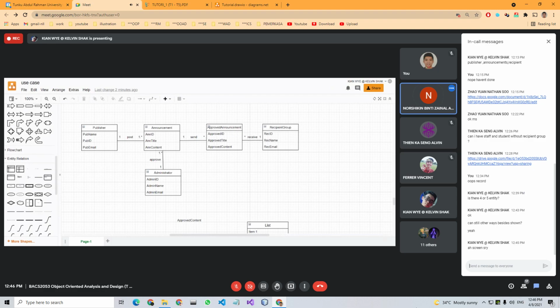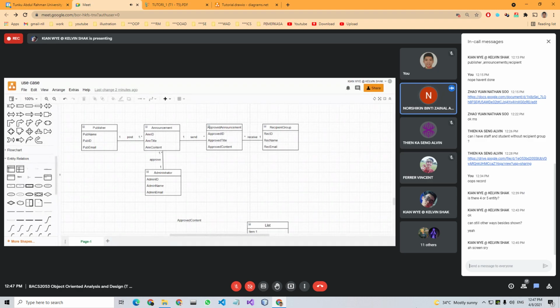What is this? Oh, approved announcement. And this one. So announcement 1, 2, 3, 4, 5. So I think this one is, no, not more or less. From publisher to announcement, one to many, you have it correct. So your relationship from announcement to publisher is also correct. Okay, these two entities are correctly connected.